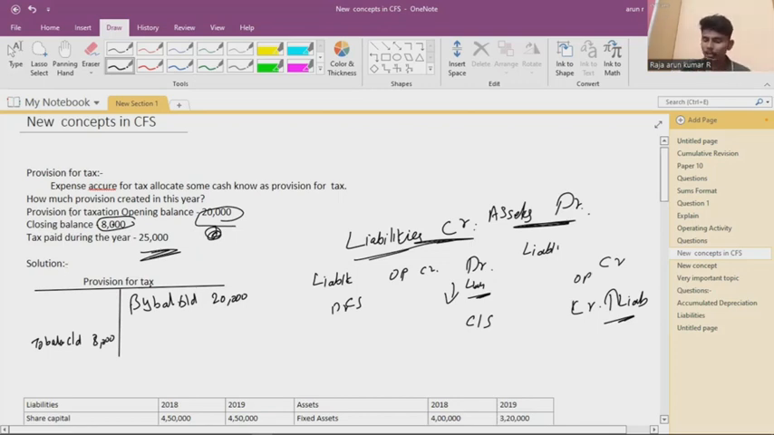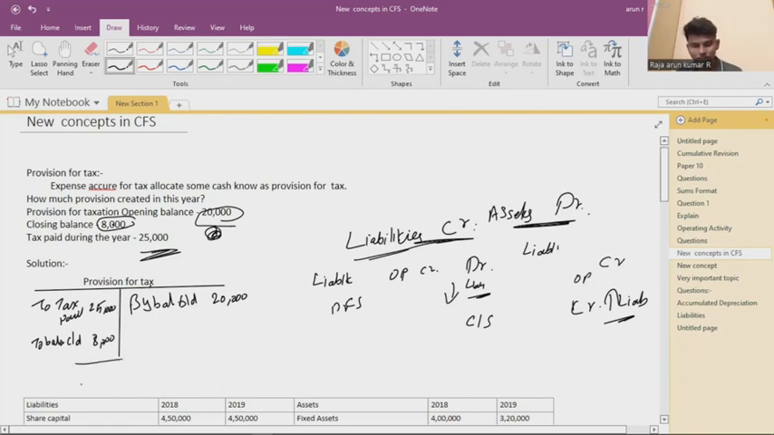Less means debit. A credit is the opening balance, and less means we debit the transaction, which reduces the opening balance. Tax paid, rupees 25,000. This concept is very important, so you must understand what I am telling.